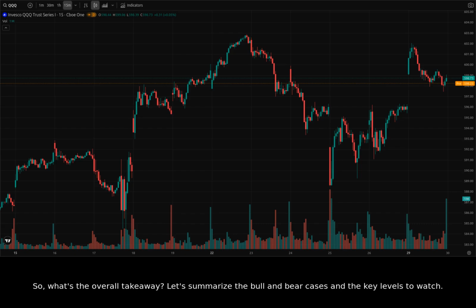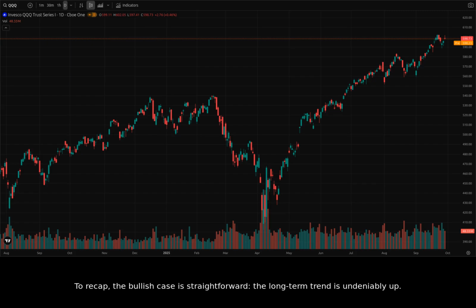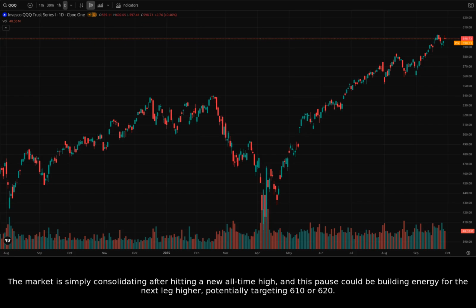So, what's the overall takeaway? Let's summarize the bull and bear cases and the key levels to watch. To recap, the bullish case is straightforward. The long-term trend is undeniably up. The market is simply consolidating after hitting a new all-time high, and this pause could be building energy for the next leg higher, potentially targeting 610 or 620.